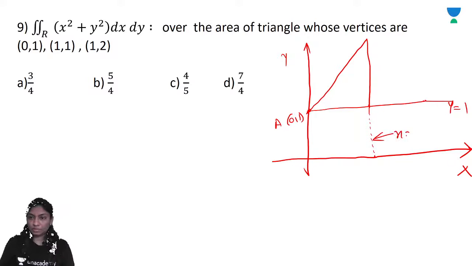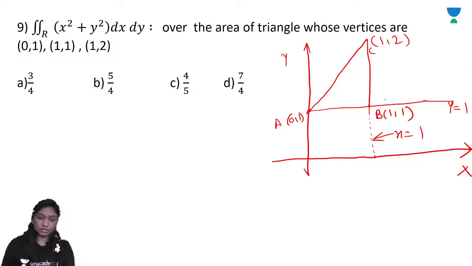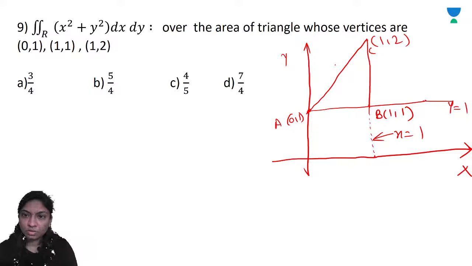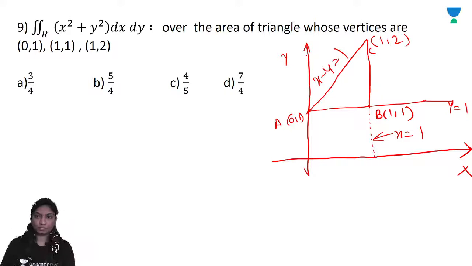So here x is equal to 1, points are B(1,1) and C(1,2). So draw x plus y is equal to 1. This is the line x minus y is equal to 1. So you will get the equation of a line by using these points. Okay.